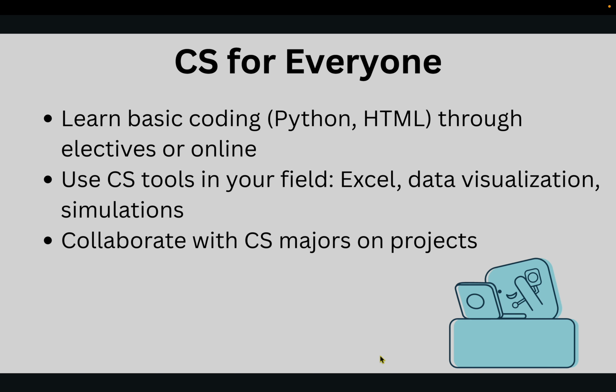So for my people out there that are wondering how to get more involved in CS, you can do basic coding. For my people who just want to know one programming language, Python is the easiest, and that is actually used in all industries, more specifically in biology, I've seen, math as well. But you can take electives or online courses. I know we offer it here.